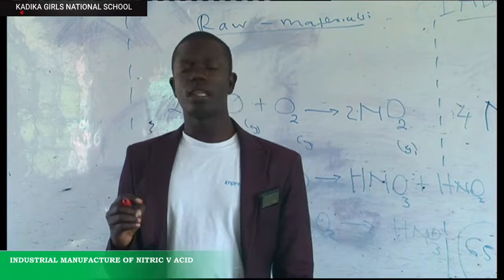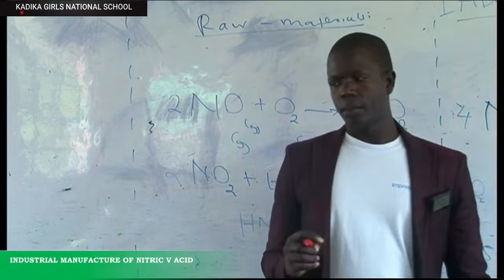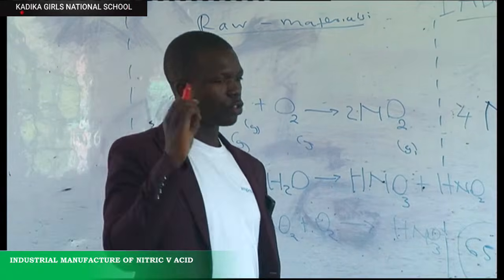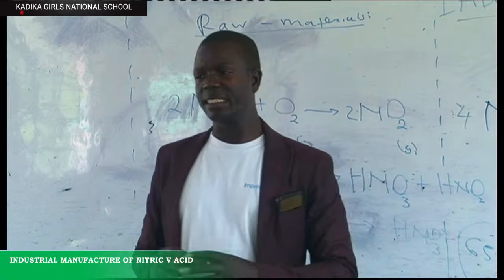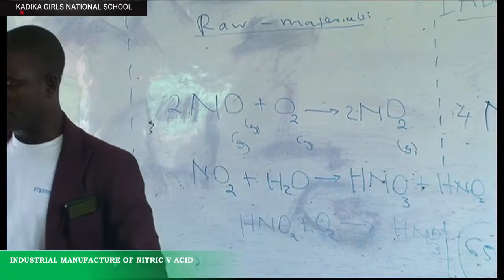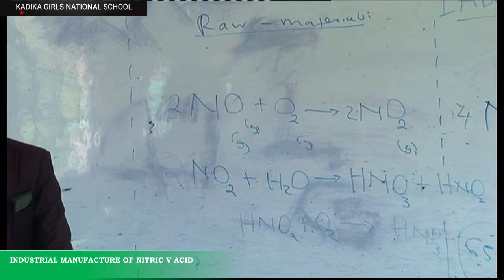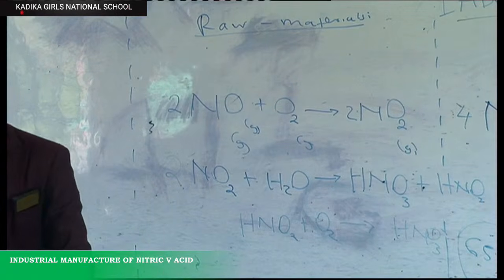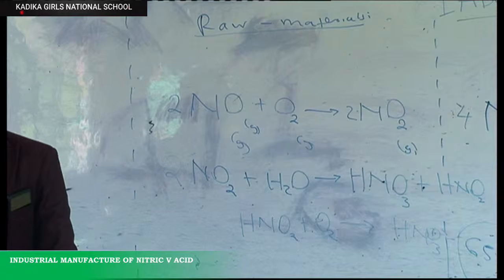with what? With oxygen. Because we need a lot more production of nitrogen(IV) oxide, which will help us to produce more yield of nitric(V) acid. So after cooling, it will be passed back to the reaction chamber where nitrogen(II) oxide will react with oxygen to form nitrogen(IV) oxide.